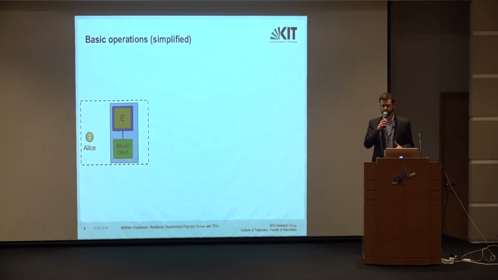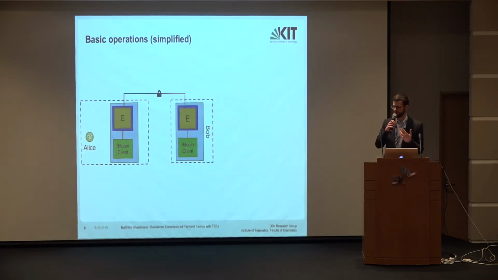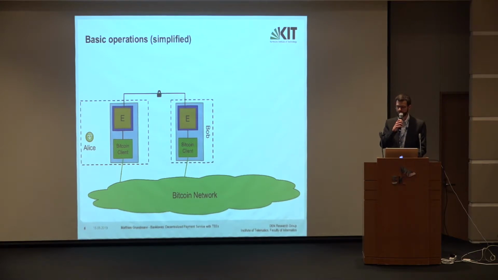So let's look at how the basic operations of a payment service work in our system. If Alice starts a new network, she starts the application on her computer. If Bob also starts the application, they can connect to each other, and both enclaves perform a mutual remote attestation, which verifies that they both are running the correct code. They connect their Bitcoin clients to the network.